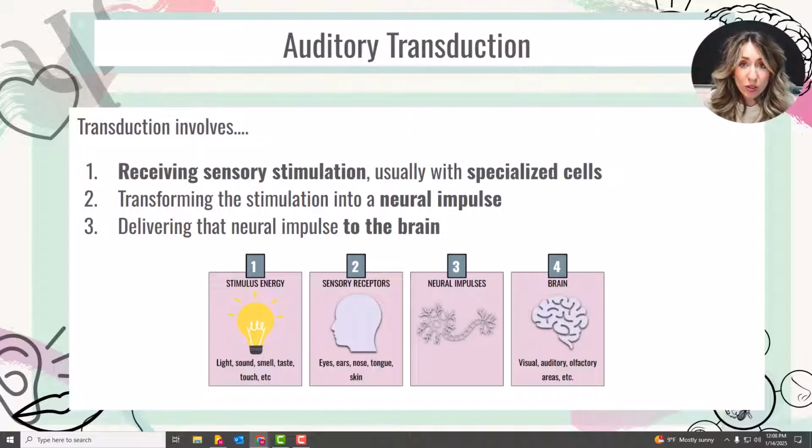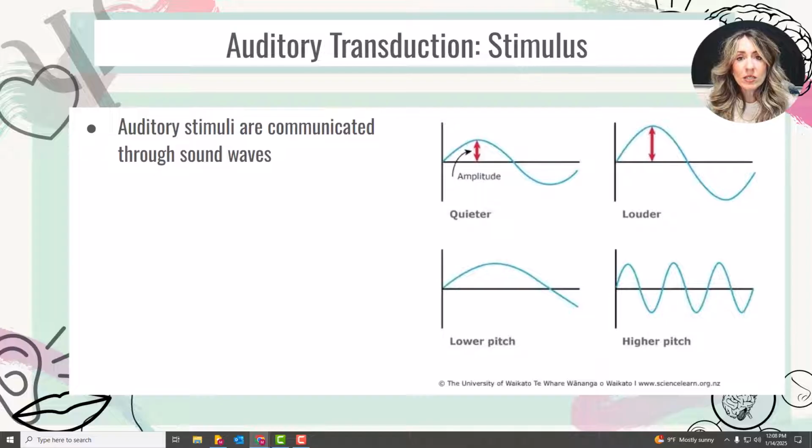Okay, so auditory transduction, just like visual transduction, involves the same processes, right? We have stimulus energy, the anatomy of our receptors, turning into a neural impulse, and then the brain. So just a quick overview of those parts of the transduction process. So what does this look like specifically for our auditory transduction?